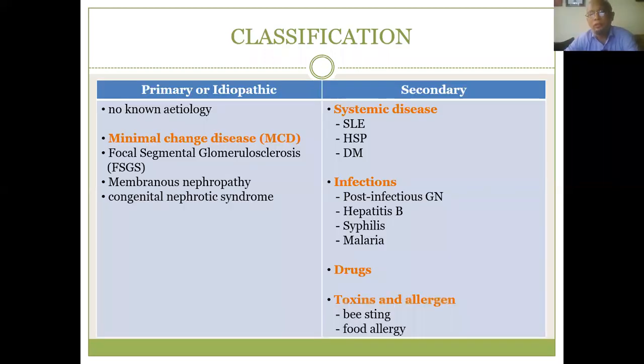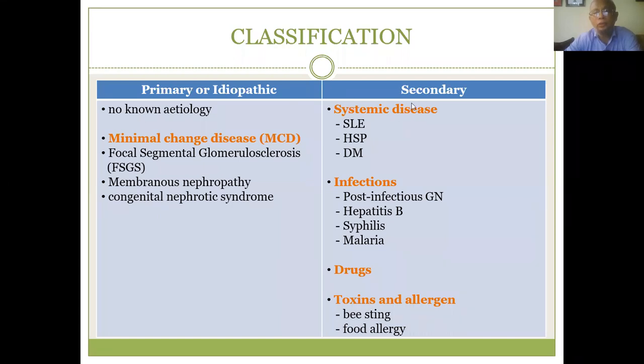And now comes the classification. You all know the main classification is primary or idiopathic, and there are also secondary causes of nephrotic syndrome. In case of idiopathic or primary cause, there is actually no known etiology. The most important cause is minimal change disease in children. Besides, there are also other causes: focal segmental glomerulosclerosis, membranous nephropathy, and congenital nephrotic syndrome. These all four are in the group of primary or idiopathic causes of nephrotic syndrome.